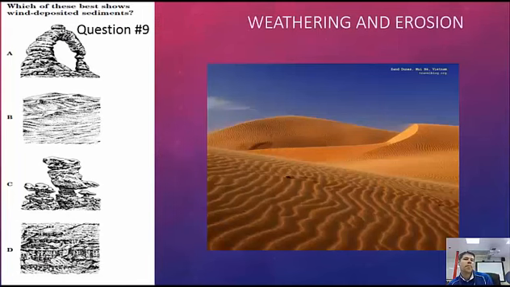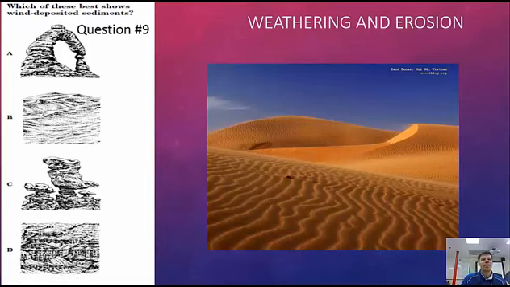Alright, which of these best shows wind deposited sediments? Sediments are little pieces of broken down rock, and so only the smallest pieces can be picked up and carried by the wind. So this structure right here and this structure right here, A and C, probably were created by the wind, but they weren't deposited by the wind.